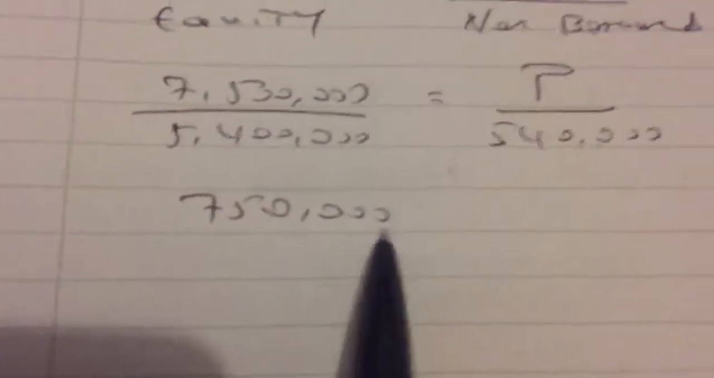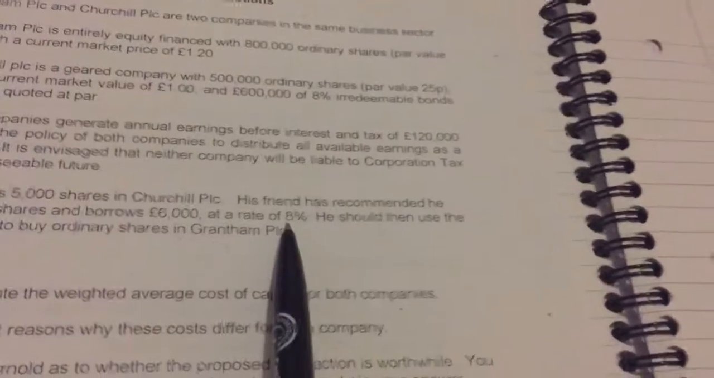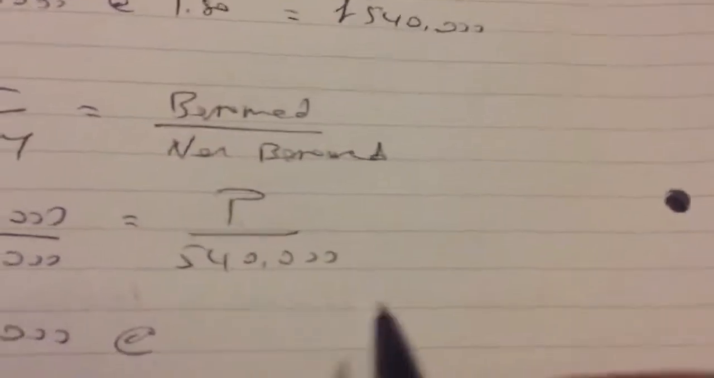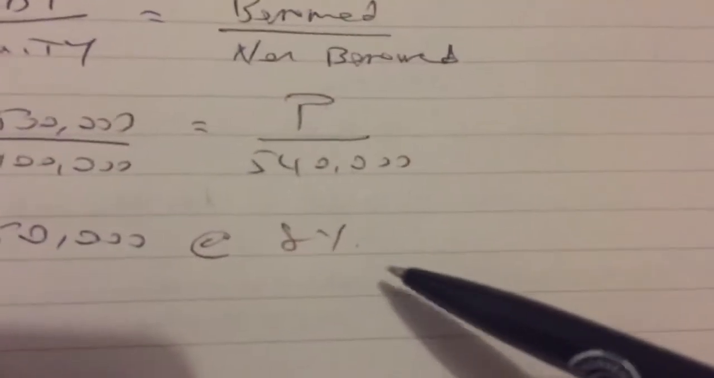Sir actually said there was a mistake in the question, because they didn't say at what rate he borrowed. At the end of the question, they were supposed to say he's borrowing at 8%. He said that in the test they will definitely tell you, but for now you just have to take it as 8%, like in question 1. I think they missed it out of the last line of question 2. Anyway, he's borrowing at 8%, and in the exam they'll definitely give it to you.